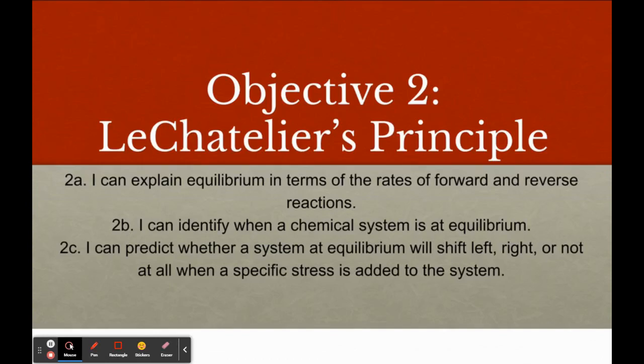Hello, this is Mrs. Decker, and this video will cover objectives 2A, 2B, and 2C. 2A and 2B are on equilibrium and explaining what that is in terms of the rates of the forward and the reverse reactions, and also being able to identify when a chemical system is at equilibrium. And then 2C gets into Le Chatelier's principle and predicting when a system is at equilibrium, if it will shift left, right, or not at all when stress is added to the system.